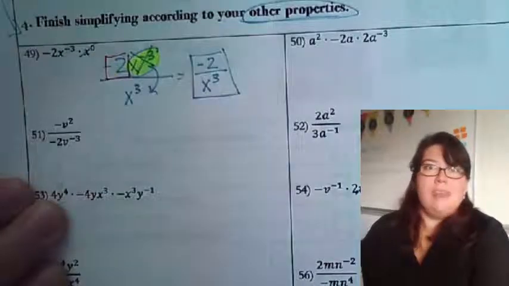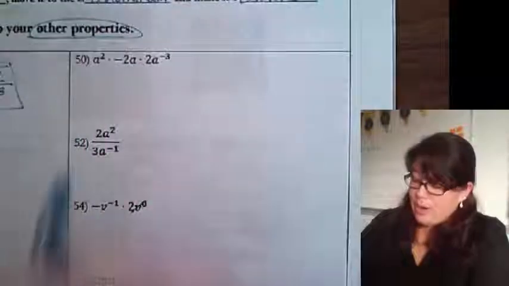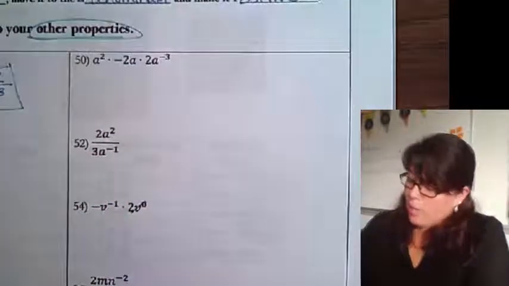Circle that or box it, whatever makes you happy, and you're done with that one. Let's take a look at number 50. So for number 50, we've got 3 different terms. We're not going to freak out. We're just going to take it one thing at a time.